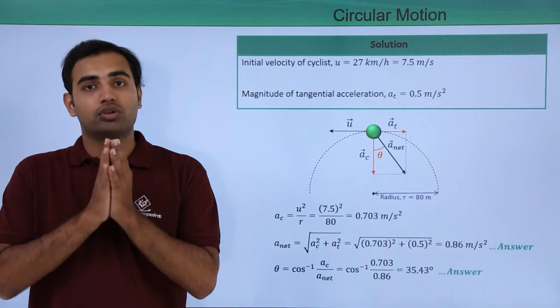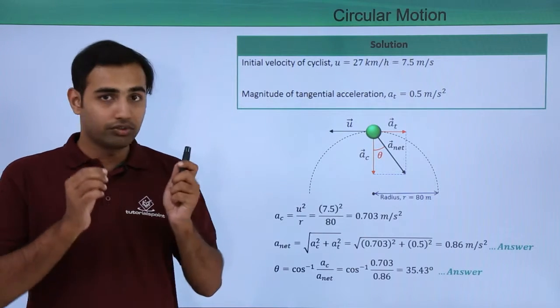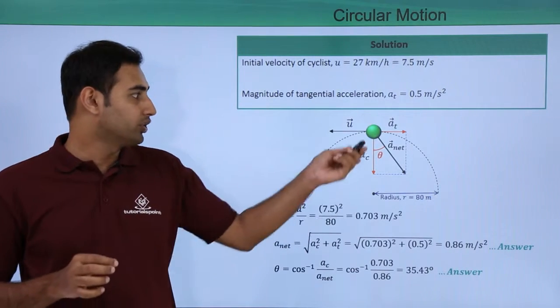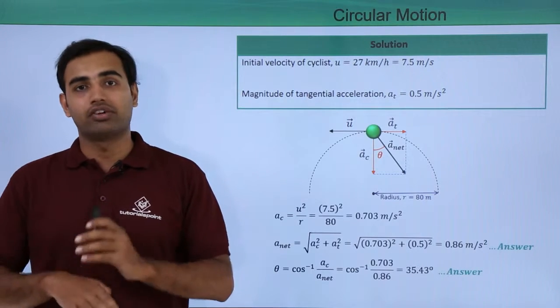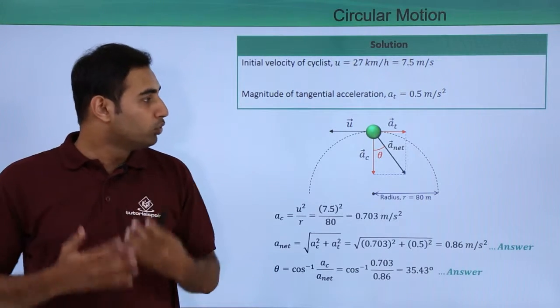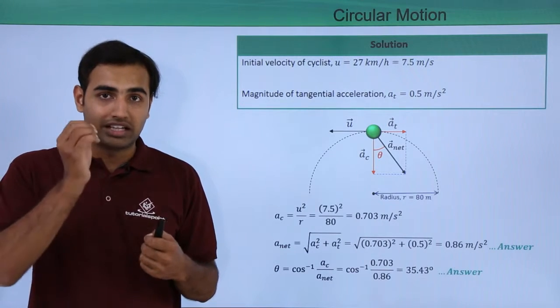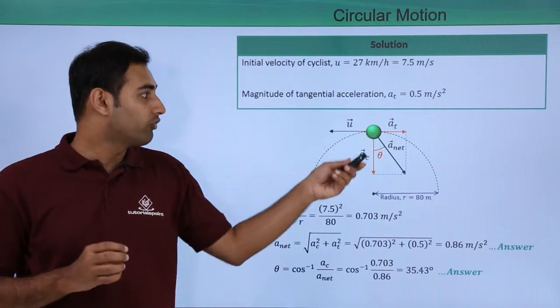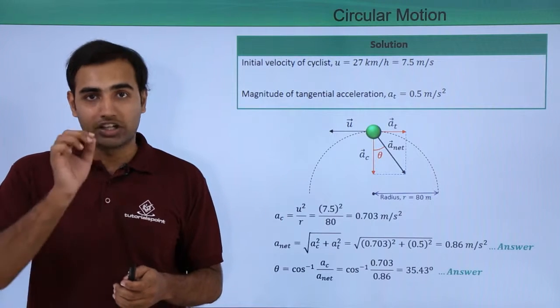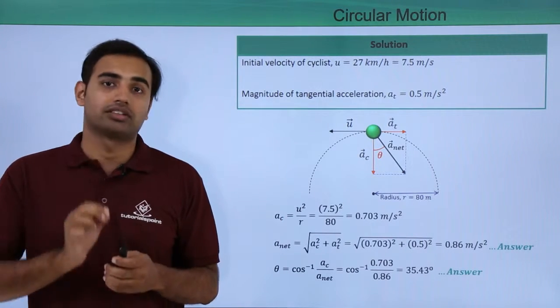Remember, if the cyclist would not have applied the brakes, there would have been only one acceleration acting, which was centripetal acceleration, and that would have been the net acceleration. But only because the cyclist applied a brake, there was introduction of tangential acceleration, and now the vector sum of both AT and AC had to be taken into account for the net acceleration.